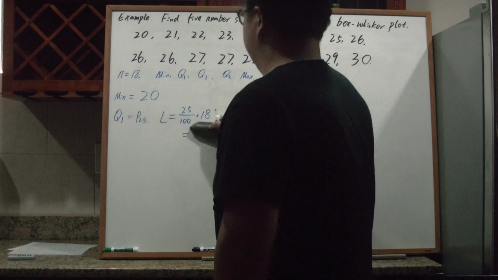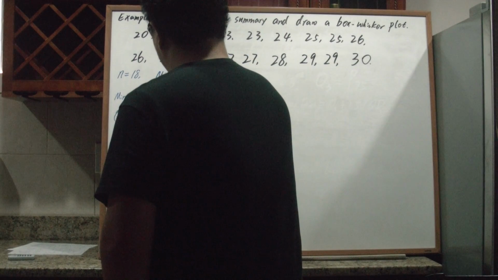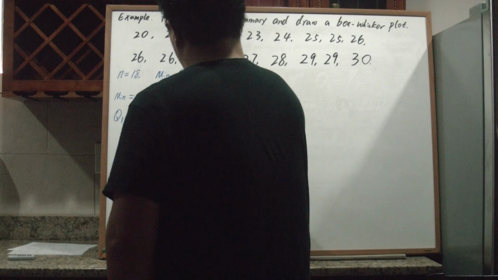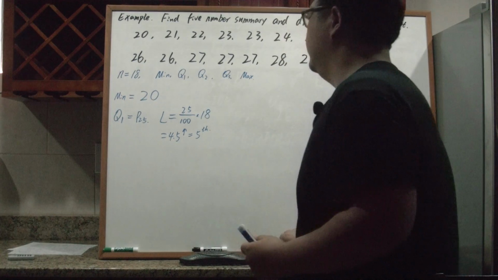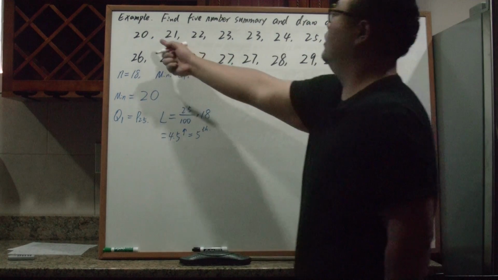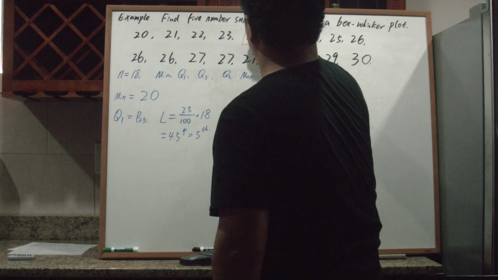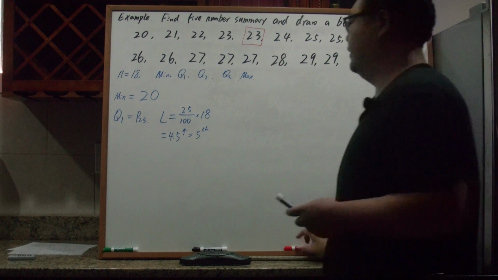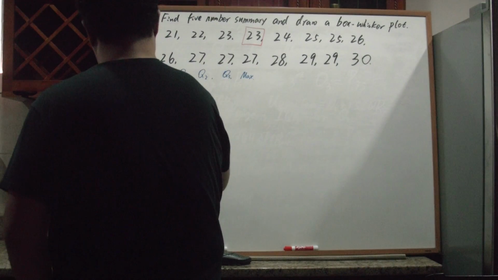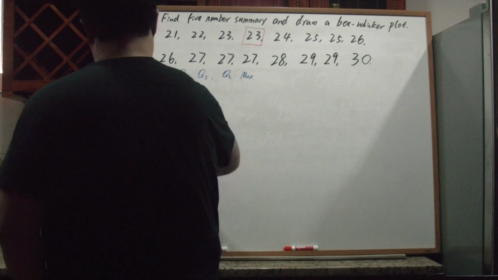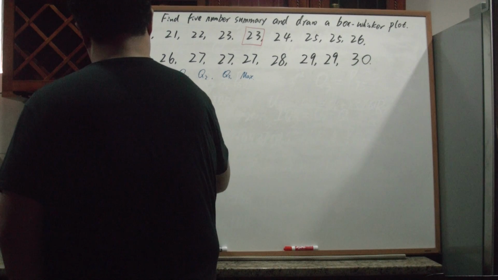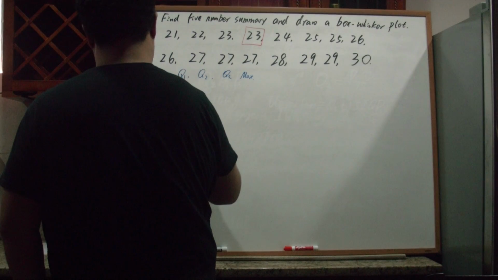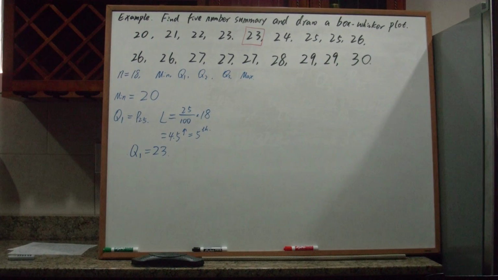In our original data set, which is well arranged, we count 1, 2, 3, 4, 5. The 5th number over here is our first quartile. Therefore, Q1 is 23.